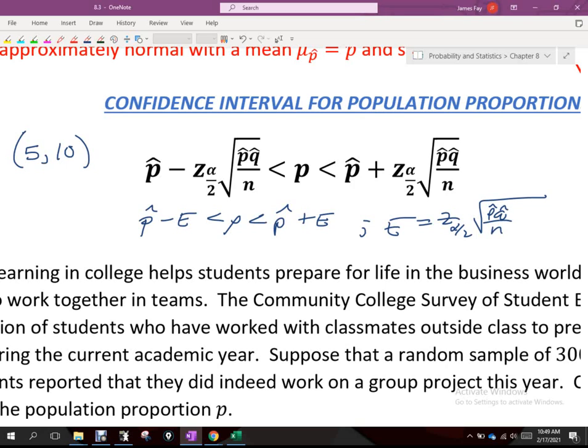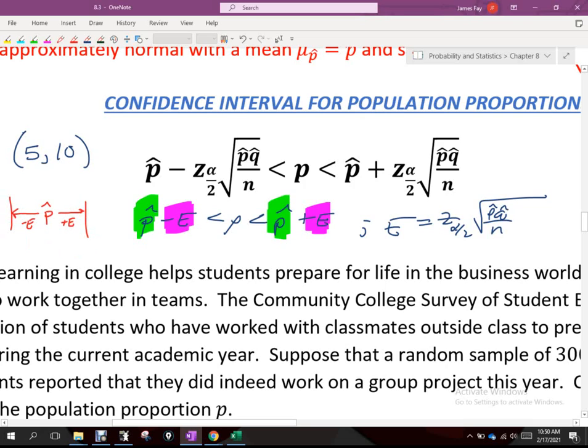Well, when we do this, think about it. Did we start with the same thing on both sides? That makes sense? When I subtract E and add E, that means I have moved to the left a certain distance and to the right a certain distance from that P hat, correct? So essentially, we started at P hat, moved that distance to the left when we subtracted E, and moved that distance to the right when we added E. And it gave us that new interval.